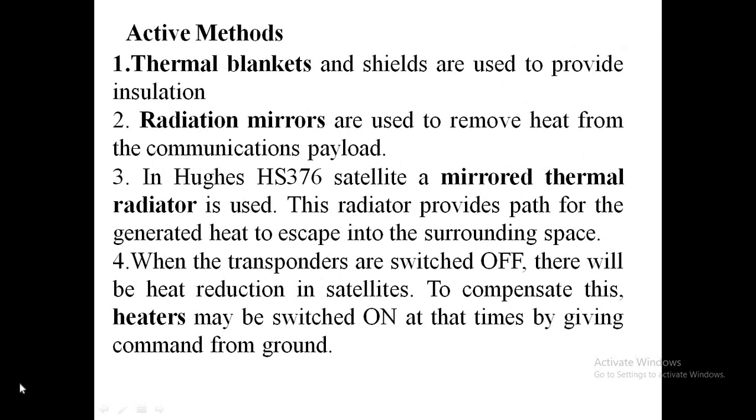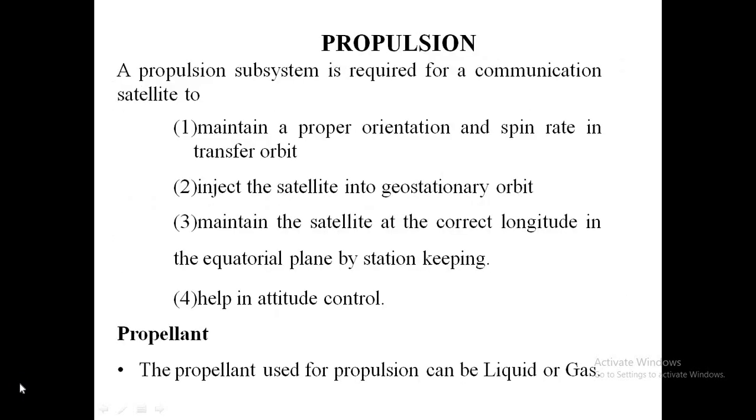Active methods. Thermal blankets and shields are used to provide insulation. Radiation mirrors are used to remove heat from the communication payload. In Hughes HS 376 satellite, a mirrored thermal radiator is being used. This radiator provides a path for the generated heat to escape into the surrounding space. When the transponders are switched off, there will be heat reduction in the satellite, and to compensate, heaters may be switched on at those times by giving a command from the ground.